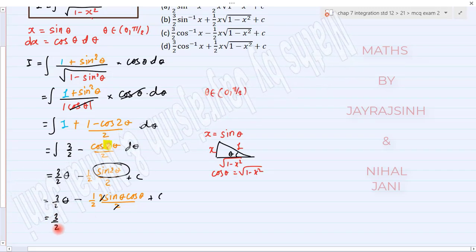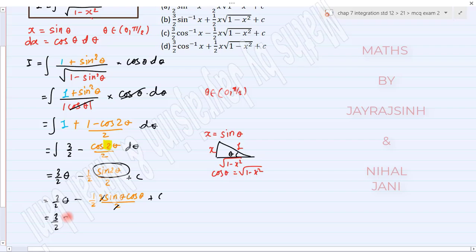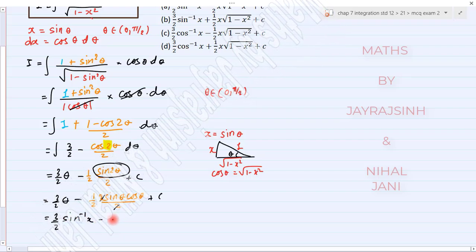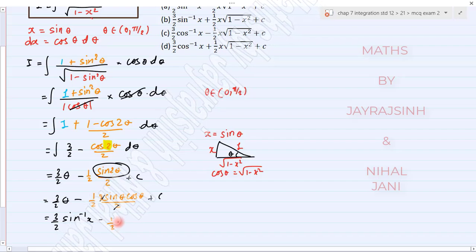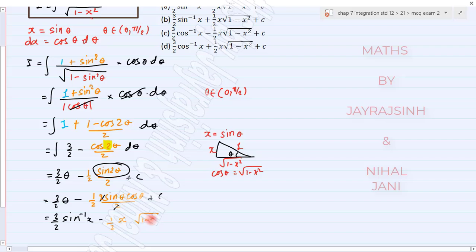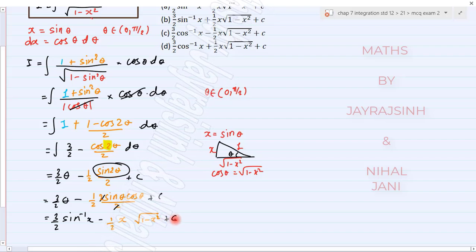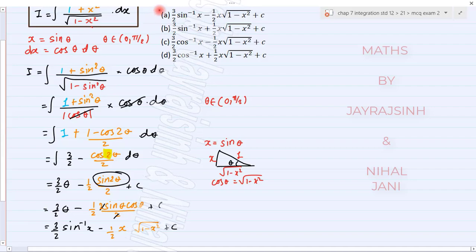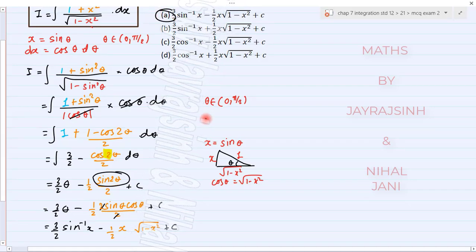3 by 2 of theta is your sine inverse x minus 1 by 2 will be as it is. Sine theta will be x and cos theta will be under root of 1 minus x square plus c, which is given in option A. Ta-da!